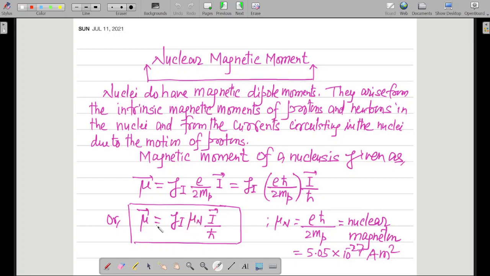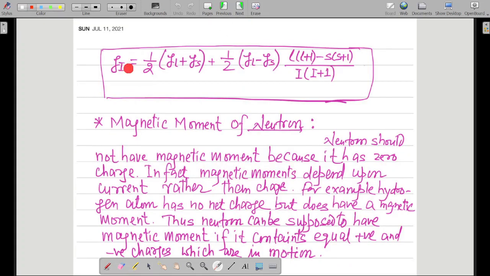So mu vector is equal to the Landé splitting factor times the nuclear magneton multiplied by the total angular momentum vector I divided by h bar. What is h bar? Reduced Planck's constant. h bar, or h cut, whatever you may call it, is the reduced Planck's constant. The Landé splitting factor is given something like this, about which we are going to learn in the upcoming classes in much detail.